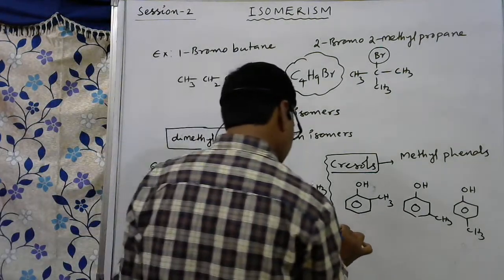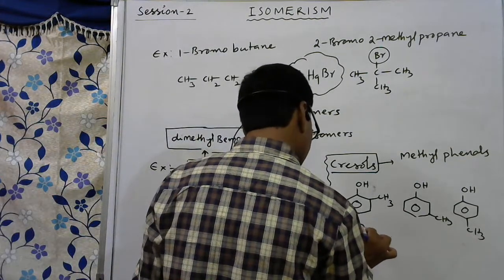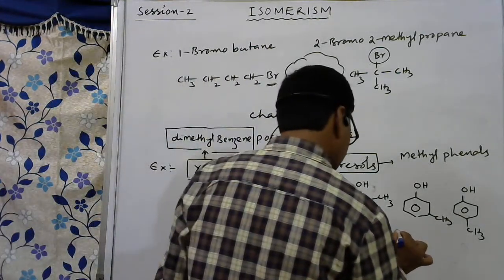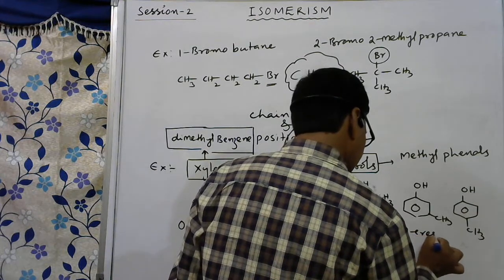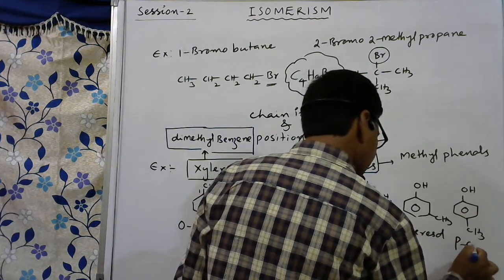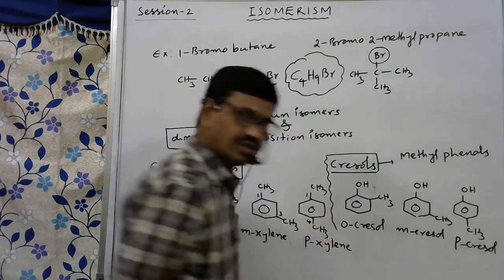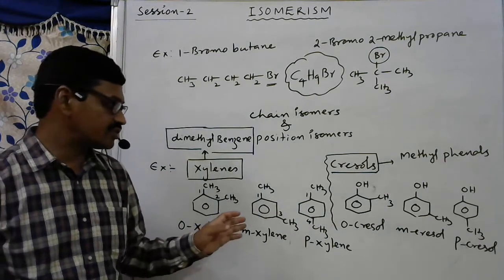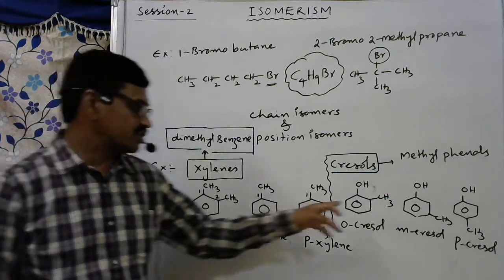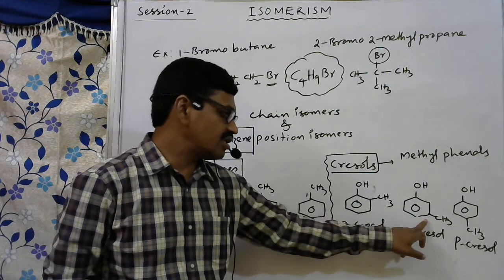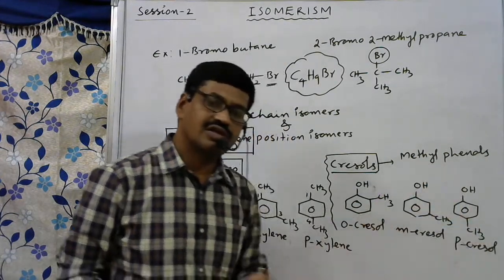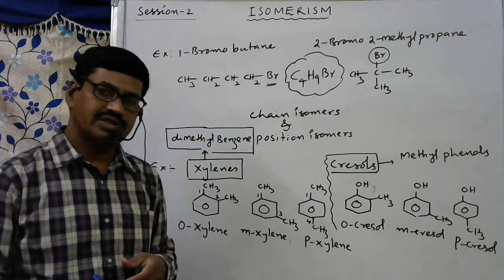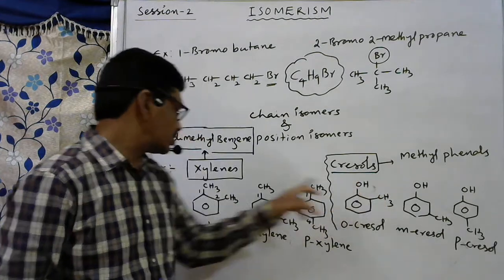So this is orthocresol, and this is metacresol. This is paracresol. Orthocresol, metacresol and paracresol. These three compounds you can observe change the position. 2-methylphenol, this is 3-methylphenol, this is 4-methylphenol. All are phenols only, but there is a change in position of methyl groups on the benzene ring. So these cresols and here the xylenes.